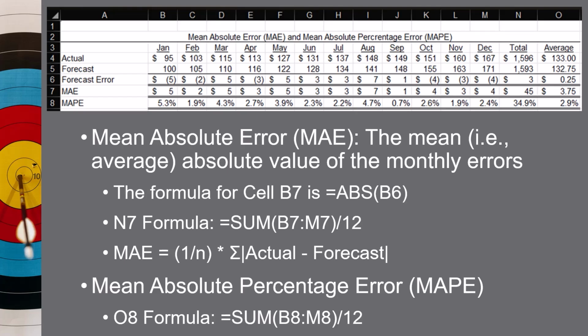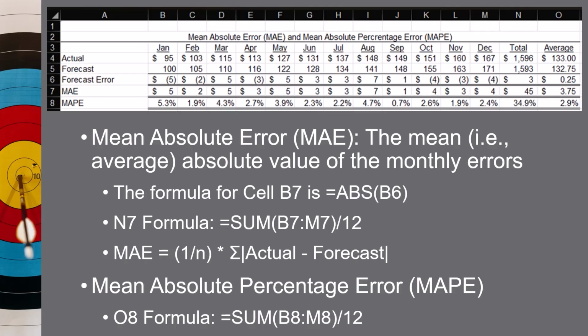For you math formula fans, my description of the calculation can be summarized as the mean absolute error equals 1 divided by n times the sum of the absolute values of actual minus forecast. The total cumulative error was only $3, but a mean absolute error of $3.75 means each monthly variance is likely to be larger than my $3 total variance.